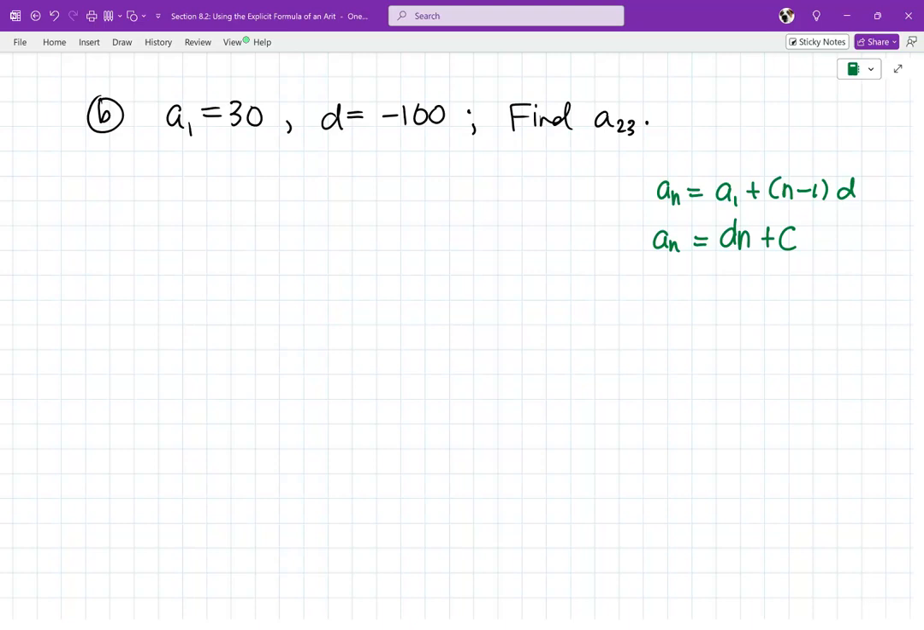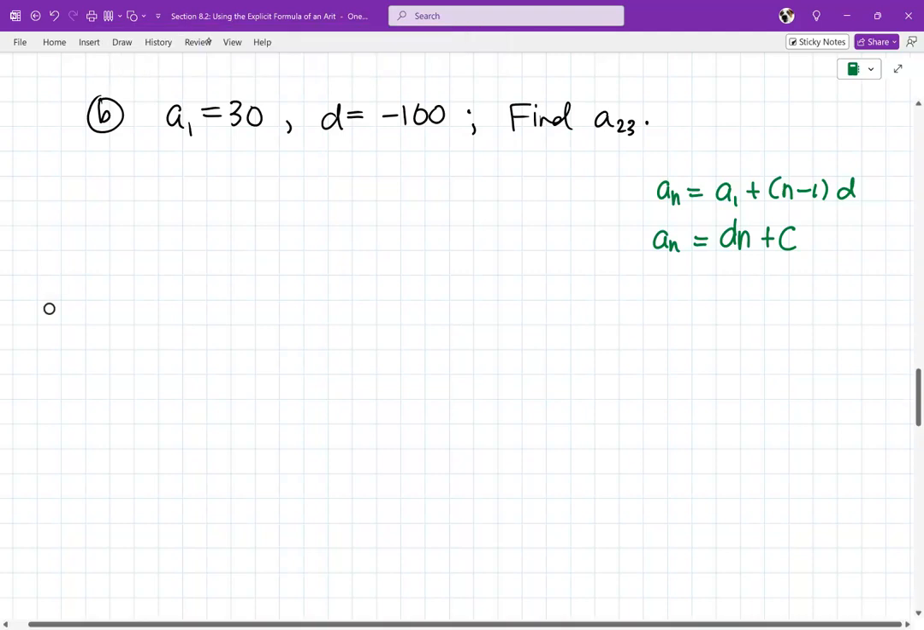But notice they gave me A sub 1 and D. So which equation am I going to use, top or bottom? The top one, because that has an A sub 1 and a D. I have more information that I can plug into that one. So get the top equation and plug in your information.